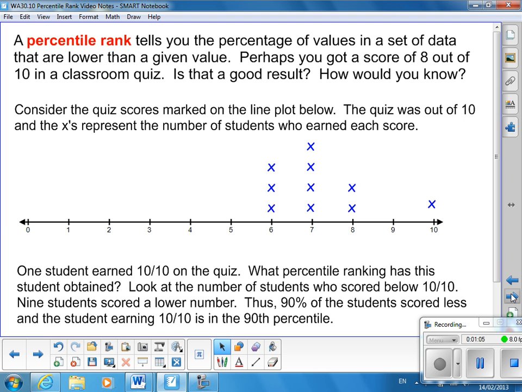The quiz was out of 10, and X's represent the number of students who earned each score. One student earned 10 out of 10 on the quiz. What percentile rank has this student obtained? Look at the number of students who scored below 10 out of 10. 9 students scored a lower number. Thus, 90% of students scored less, and the student who earned 10 out of 10 is in the 90th percentile.